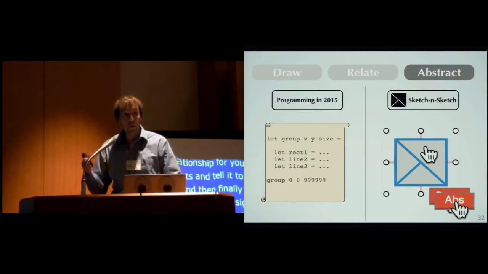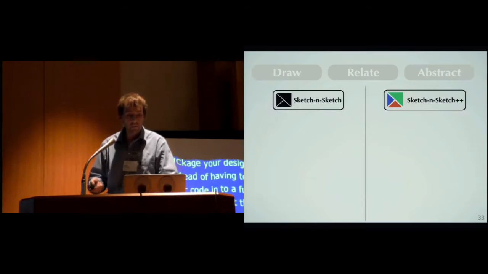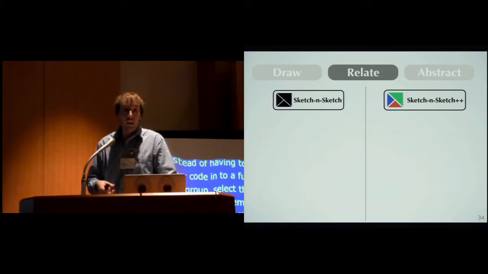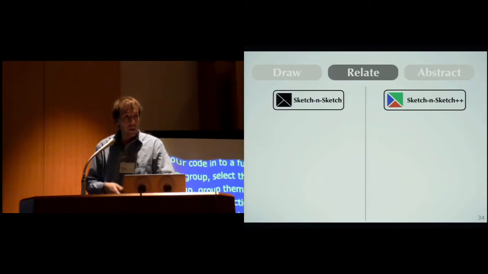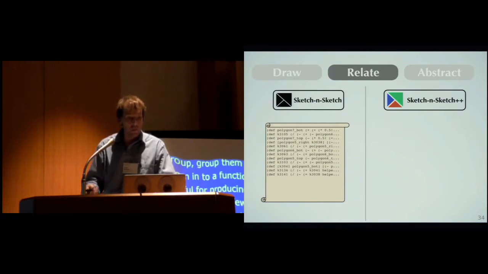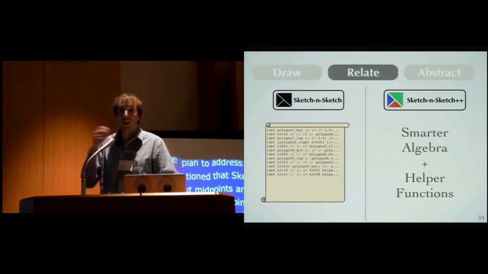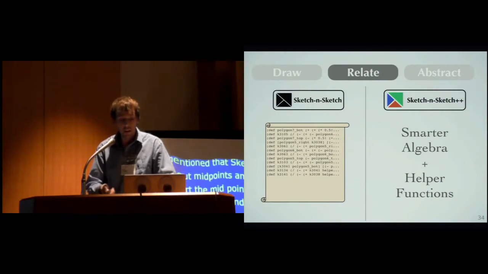So these tools are useful for producing a number of designs, but there are a few limitations. I want to talk about those briefly and how we plan to address them. Now, I mentioned that Sketch and Sketch knew about midpoints and would automatically insert the midpoint math for you. But if you relate lots and lots of shapes in your canvas together, sometimes Sketch and Sketch puts too much math into your program, and now you can't understand it anymore. So in the future, we'd like to use a better simplifier. And it would also be nice if Sketch and Sketch knew about, say, a midpoint function and could insert a call to a midpoint function instead of having to put the math in every time.